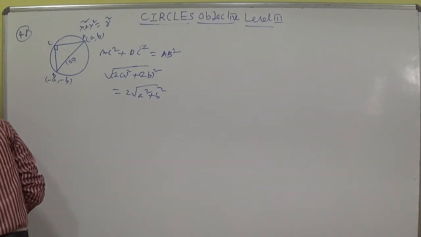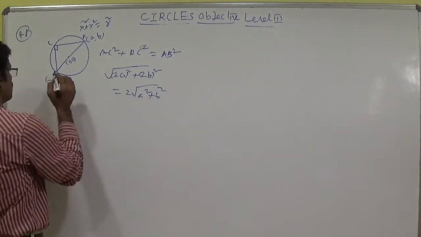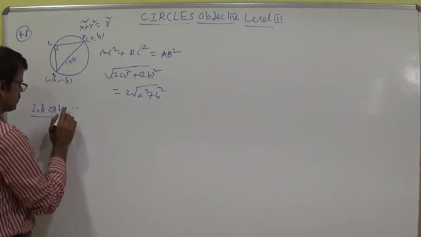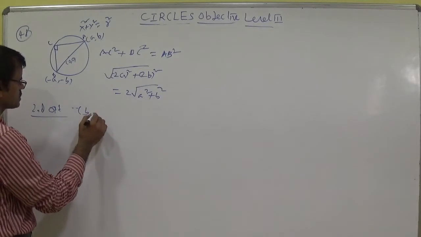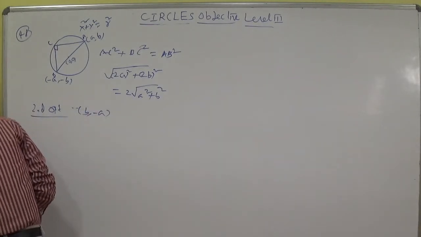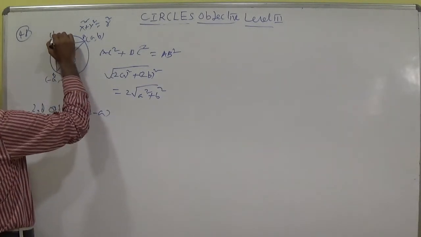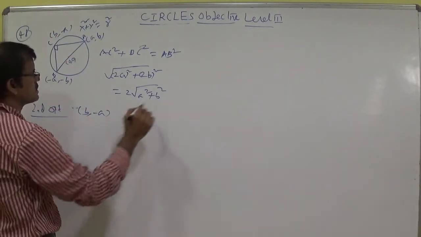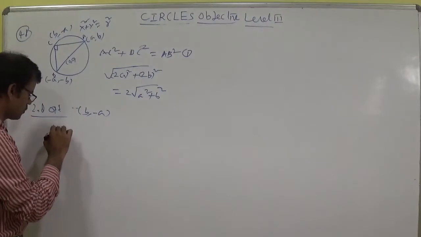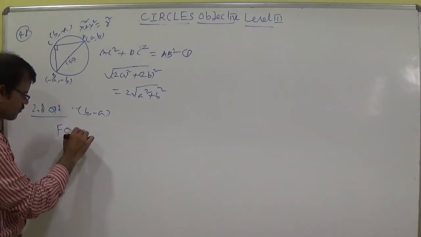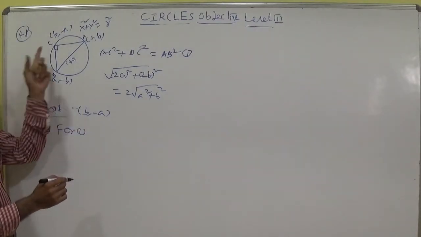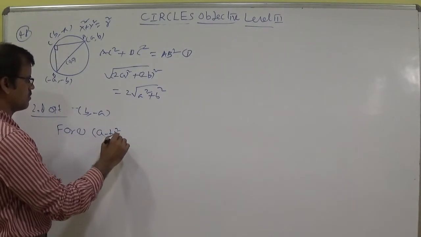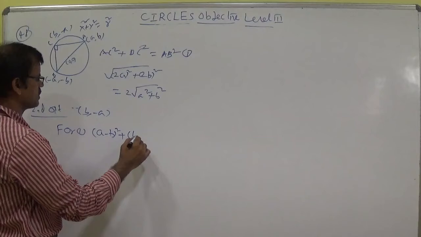Now verifying options. Of course, first option is not the vertex. Let us verify the second option. Second option is given as B comma minus A. Put here B comma minus A. Now we can discuss AC square. AC square means here A minus B whole square, plus B plus A whole square.